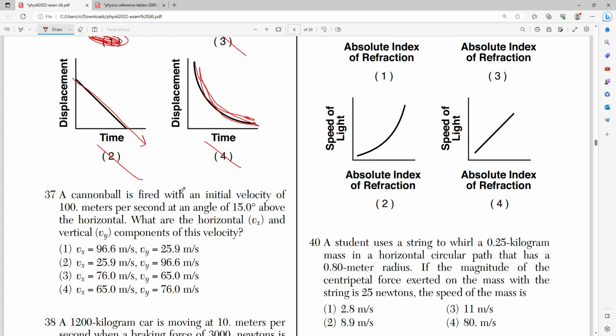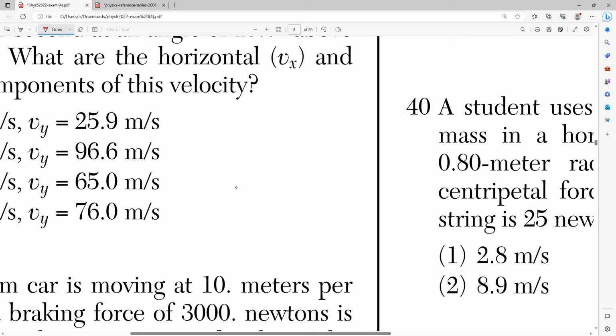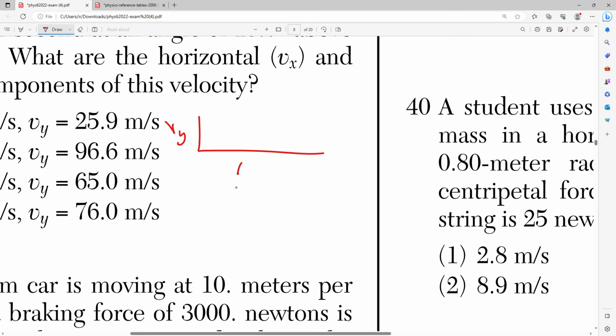Moving on to number 37, it says a cannonball is fired with an initial velocity of 100 meters per second at an angle of 15 degrees above the horizontal. What are the Vx and Vy components for this velocity? I'm going to just draw the scenario as I see it, right? So here I have my Vy, and here I have my Vx, right? And when I add these two components up, I'm going to get a speed of 100 meters per second at an angle of 15 degrees, right?